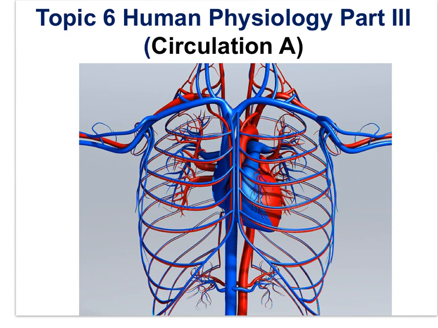IB Bio, Human Physiology Part 3, is the first of 4 parts covering circulation, what is known as the blood system in the IB syllabus. Human Physiology Part 3, Circulation A, this movie, has its focus on 3 introductory topics.